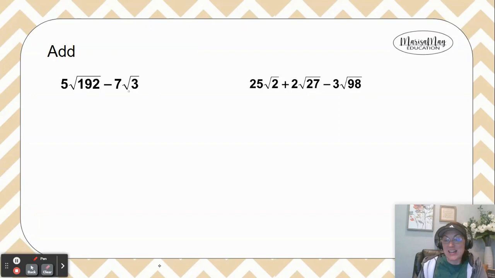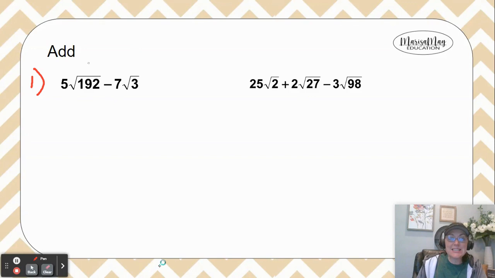Now, the key in order to add or subtract a square root is that they have to have the same number under the square root before you can add. So let's look at this first problem over here. 5 times the square root of 192 minus 7 times the square root of 3.